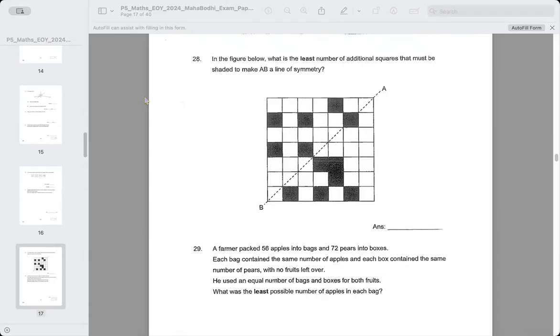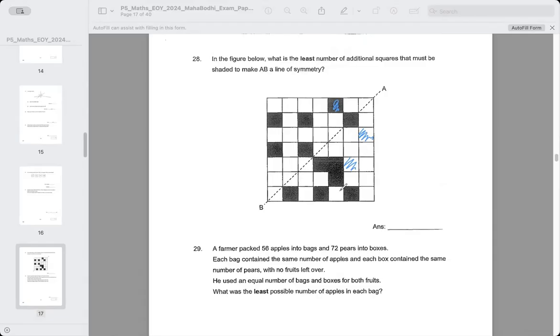Okay, question 28. In the figure below, what is the least number of additional squares that must be shaded to make AB a line of symmetry? So my AB is over here. I just look at the left side and right hand side of my AB to see which squares I need to shade. For this one here, I have one more square shaded here, so this one here I also need to shade in order to be symmetrical. Then next one, I have one shaded square here. So it's two squares from the AB, meaning 1, 2. This one I also have to shade.